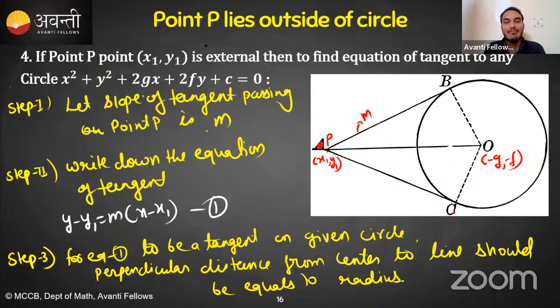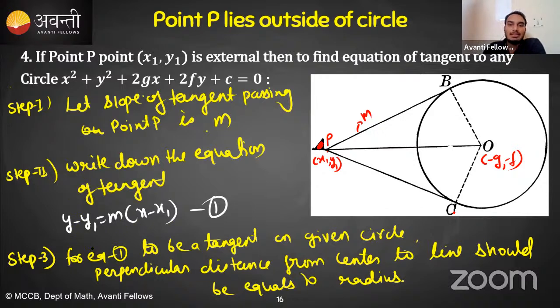These steps are clear. Every time we are going to do this. If you have to find the equation of a tangent passing through the point P, but point P is lying outside the circle, and not on the circle, which is when we would have used the transformation, then what we will do is let the slope of the tangent be m. Any line with slope m passing through the point x1, y1 should be written in point slope form: y minus y1 is equal to m times x minus x1.